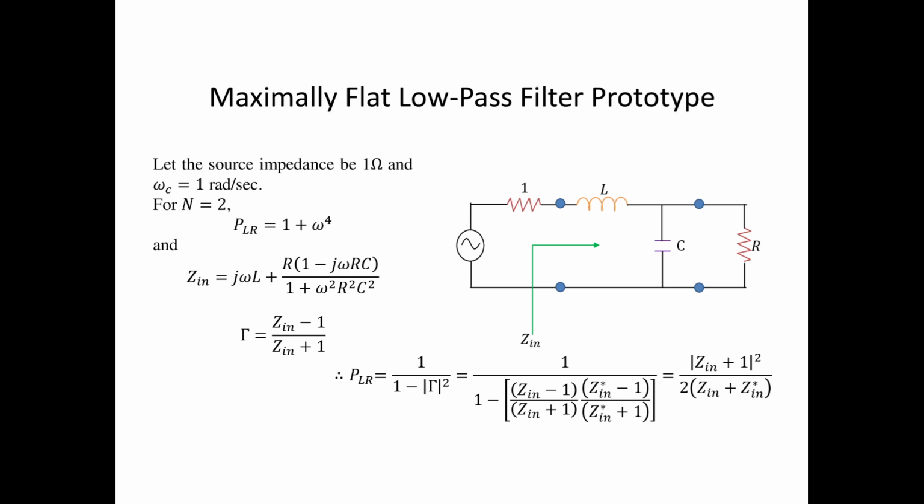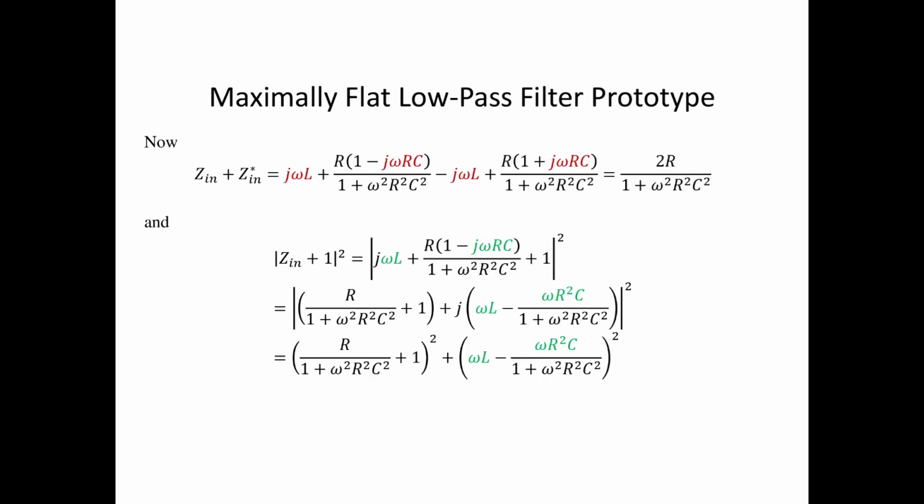Maximally flat low pass filter. Consider the circuit with PLR equal to 1 plus omega to the power 4. When you find the equivalent circuit, Z_in is equal to (j omega L R)(1 minus j omega RC) by 1 plus omega squared R squared C squared. So PLR can be determined as |Z_in plus 1| squared by 2 into (Z_in plus Z_in star). The maximally flat low pass filter prototype can be constructed with Z_in plus Z_in star.